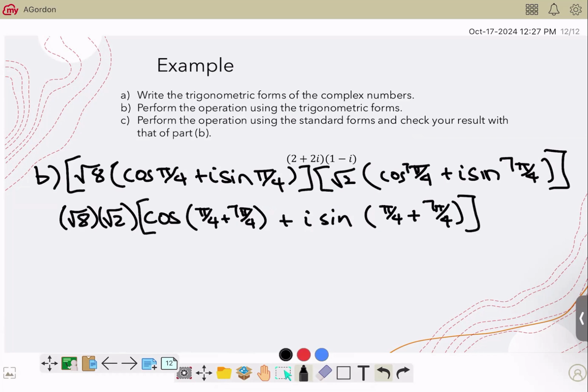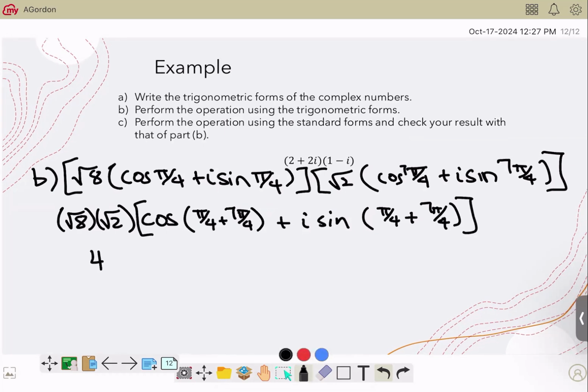So on the outside, we get the square root of 16 or 4. Adding these together, they've already got the same denominator. So this would give 8 pi over 4, and 8 pi over 4 is 2 pi. All right, and this time we're going to simplify this further because in part C, we're going to multiply the standard form complex numbers, and the result of that is not going to have a sine and cosine. So to know if they're the same, we need to simplify this to a standard form.